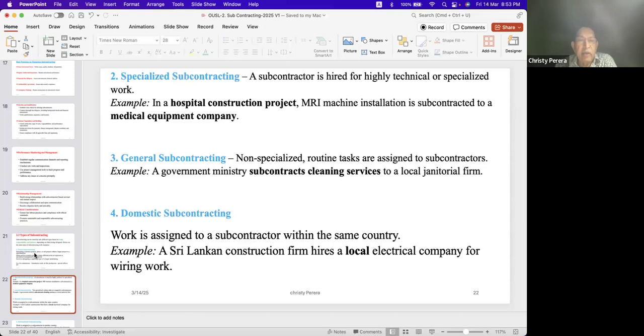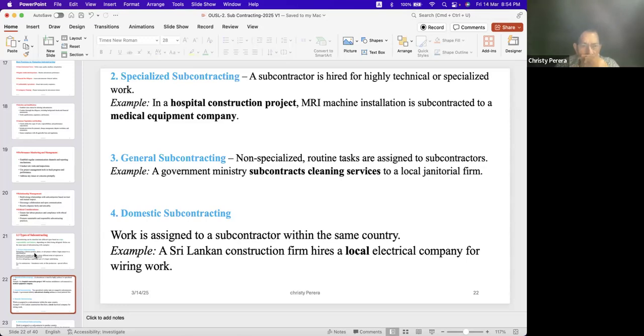Domestic subcontracting. I'm talking about all types of subcontracting, right? This is one of the topics that we have decided to go for in these lectures. Domestic subcontracting. Now I have a small problem in my throat.